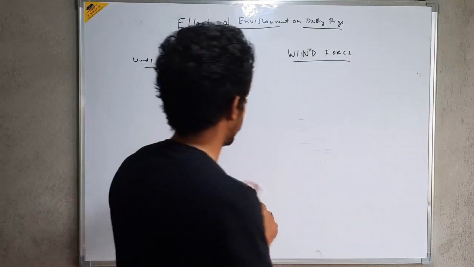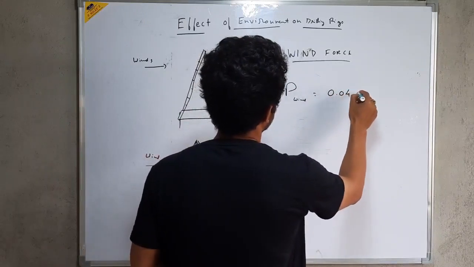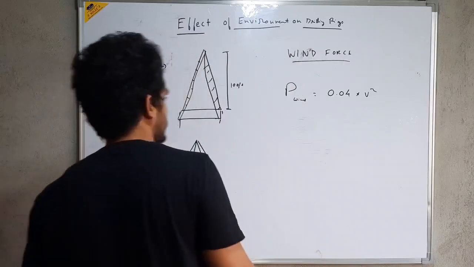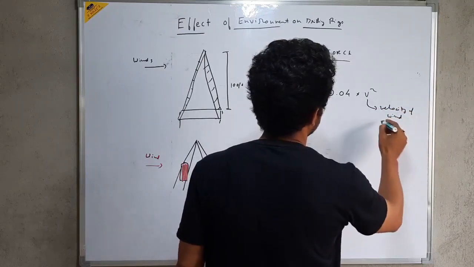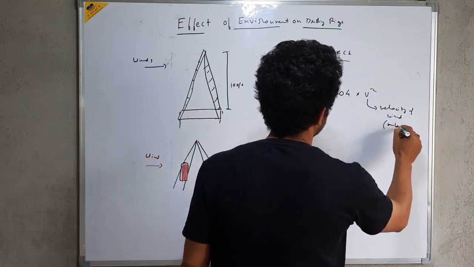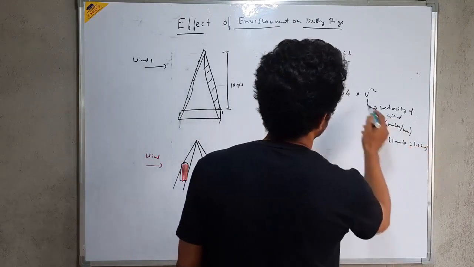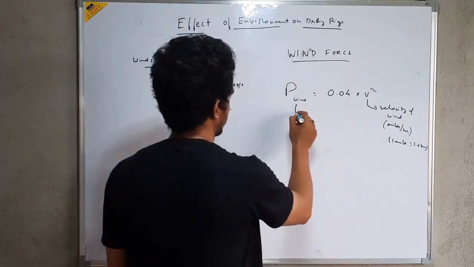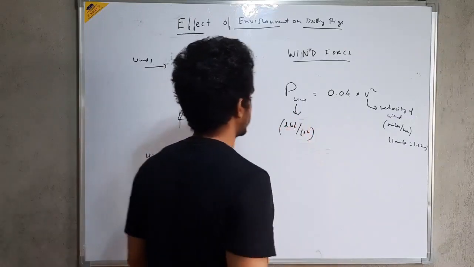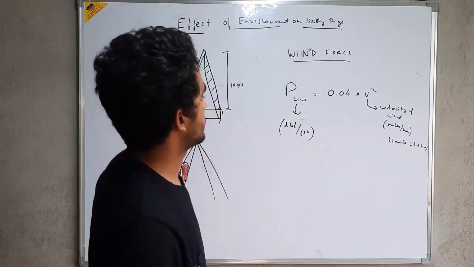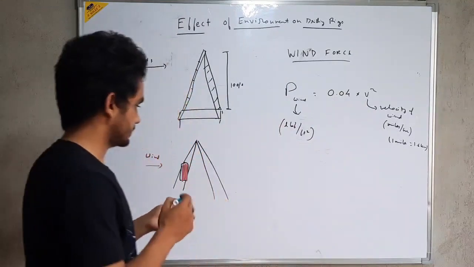Now the pressure of wind can be calculated using this formula. Here this is the velocity of wind, which is given in miles per hour. So 1 mile is equal to 1.6 kilometer. The velocity of wind is given in miles per hour, and the wind pressure calculated here is in lbf per feet square. So it is not in psi. PSI is lbf per inch square. You have to convert this feet square into inch square in order to get the pressure of wind in inch square.